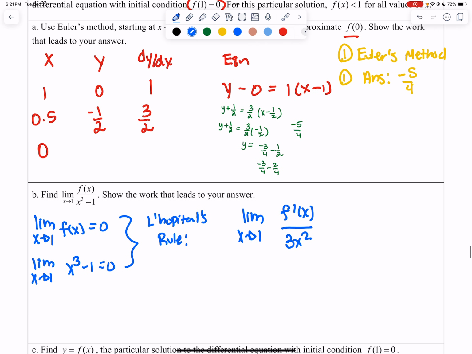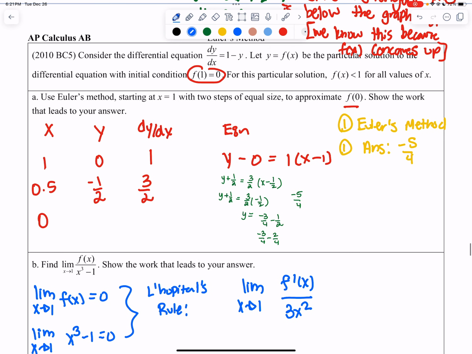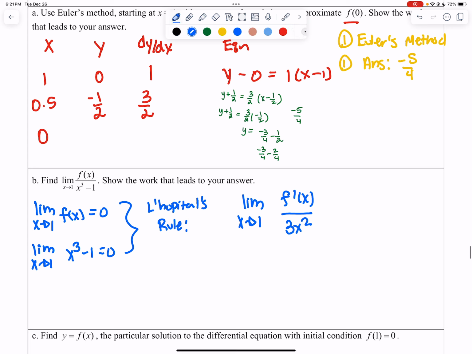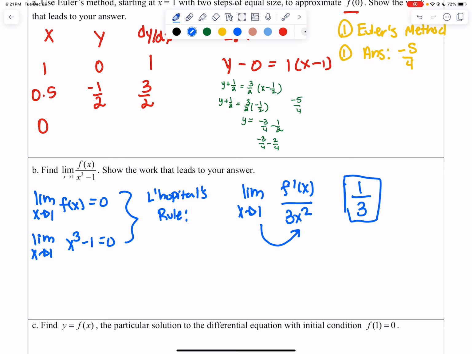Well, as we approach 1, we know that f prime is going to be 1 right here, since if x is 1, then y is 0. If that's the case, then dy/dx is 1. And then if I were to plug in 1 here, I'm going to have 1 squared, which is 1. 3 times 1 is 3. So you're going to get 1/3. 1 point will be given for L'Hopital's rule and correctly doing it, and then another point will be for your answer of 1/3.